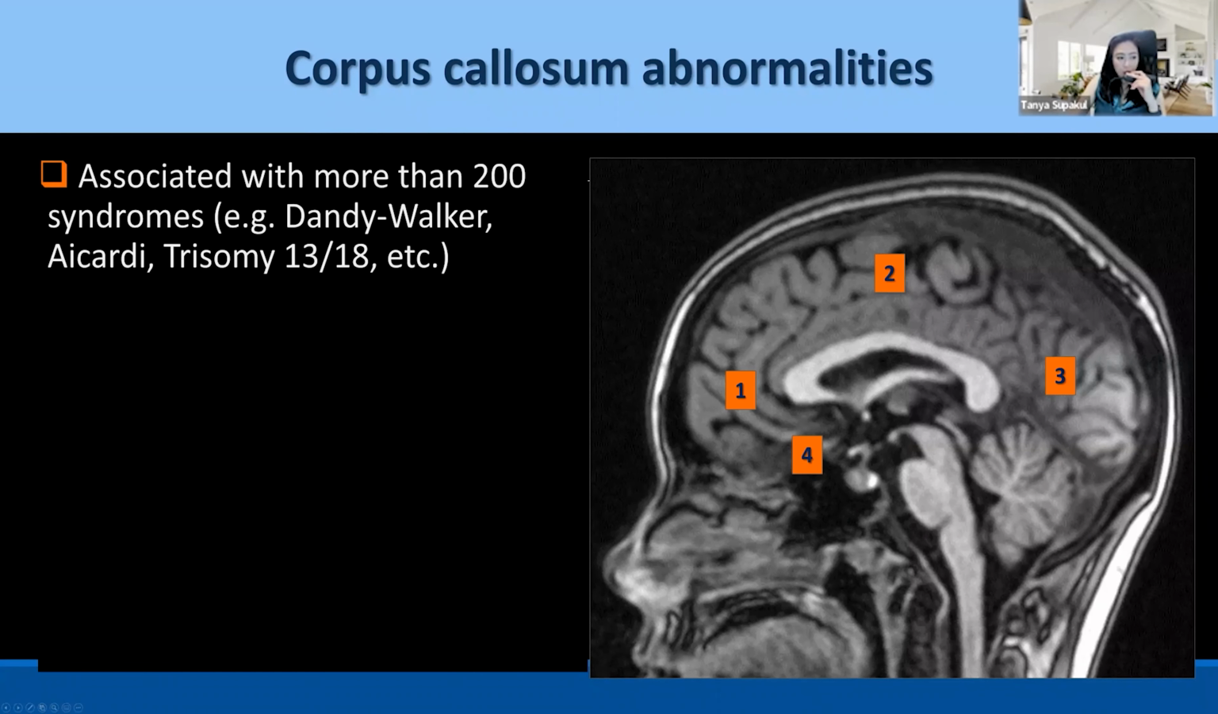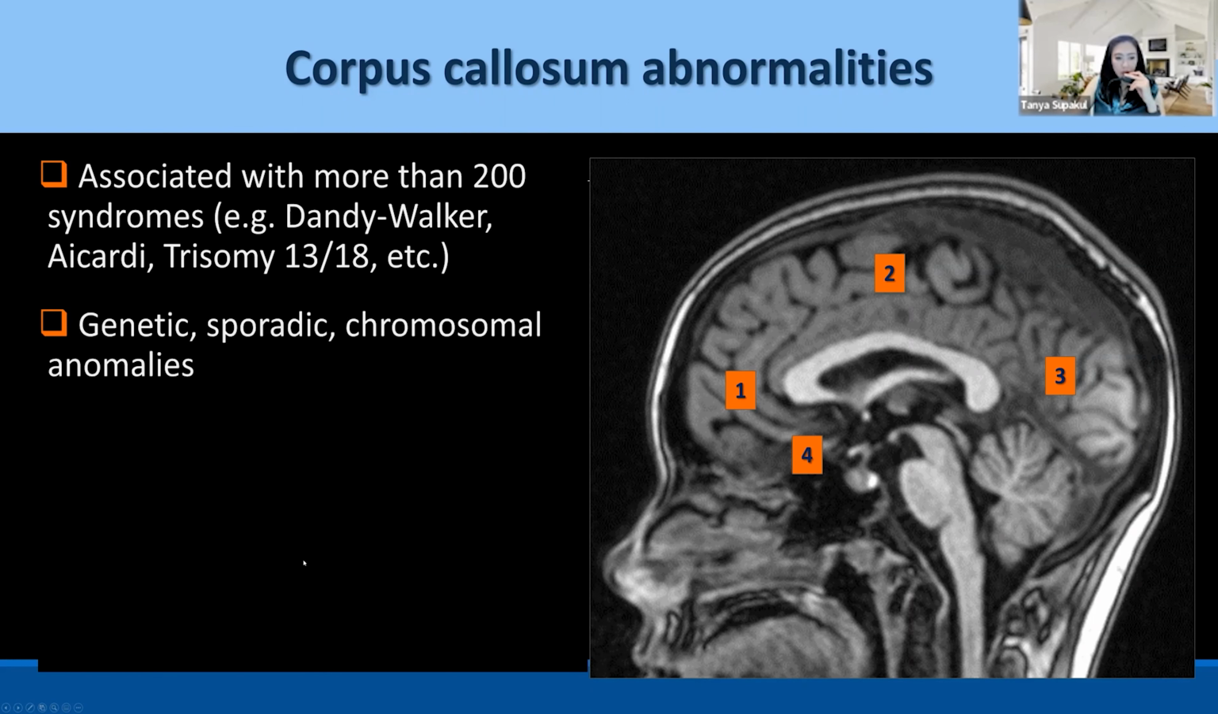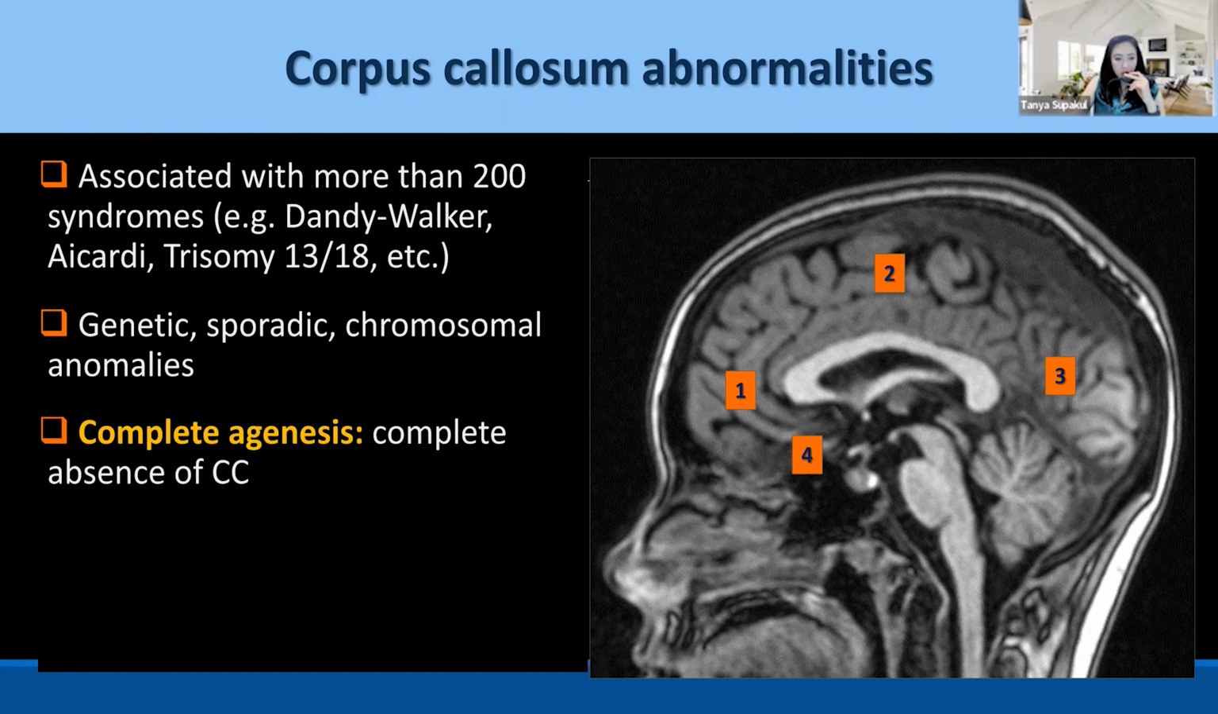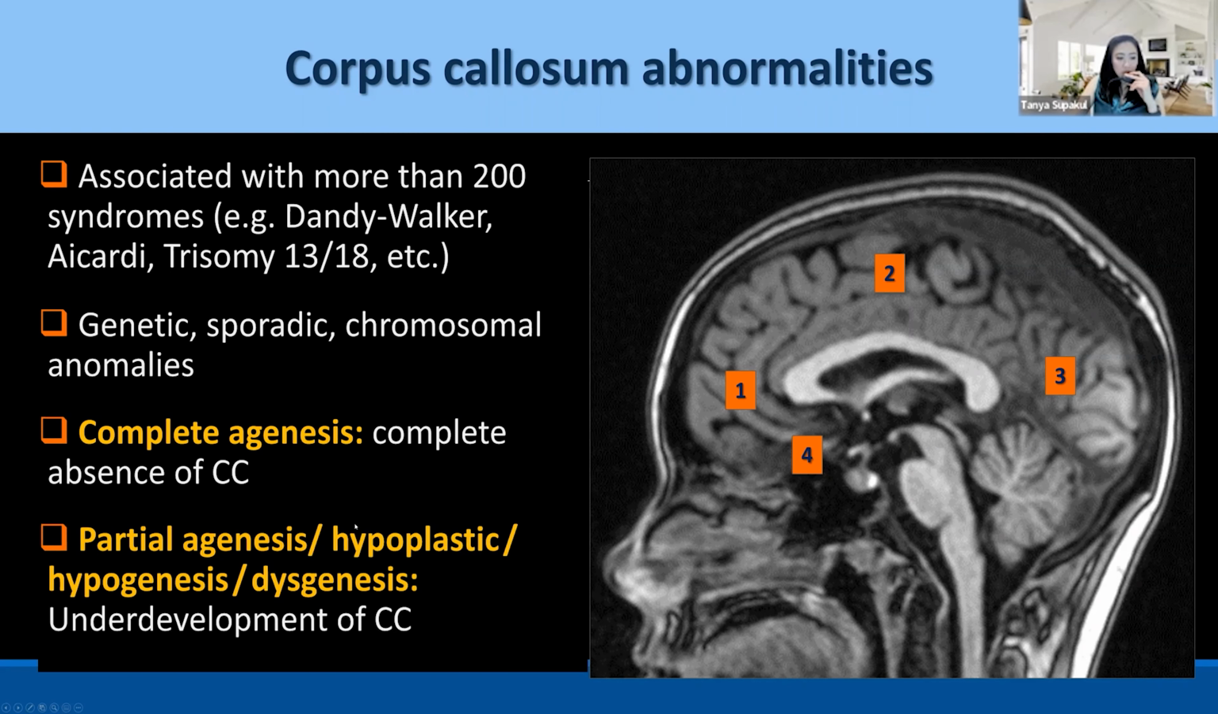So when you see an abnormal corpus callosum, you need to check for any other associated anomaly, because there is a variety of associated syndromes, more than 200 syndromes associated with corpus callosum anomaly, which can be genetic, sporadic, or chromosomal. If you don't see any corpus callosum at all, that is complete agenesis. Or if you see partial agenesis or hypogenesis, you are missing some part of the corpus callosum.